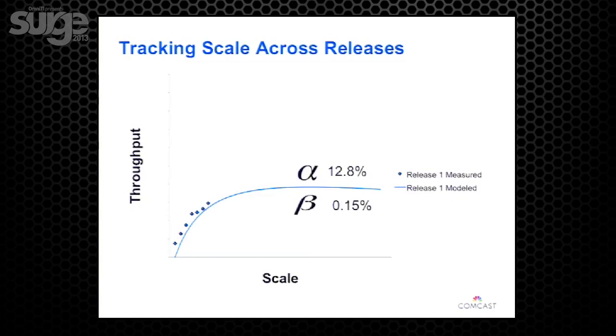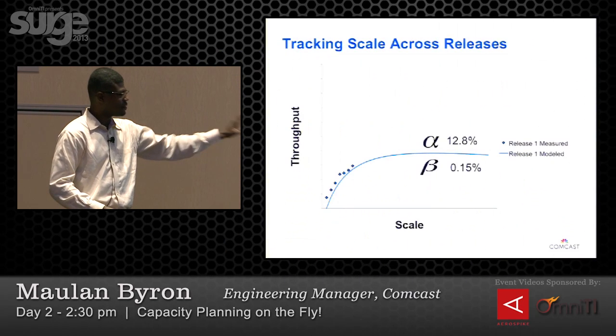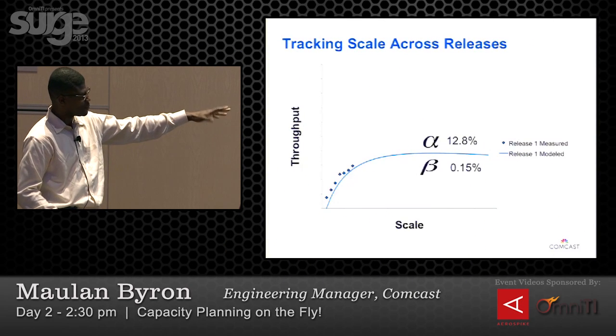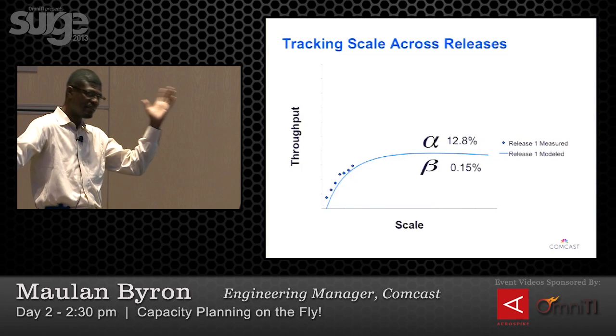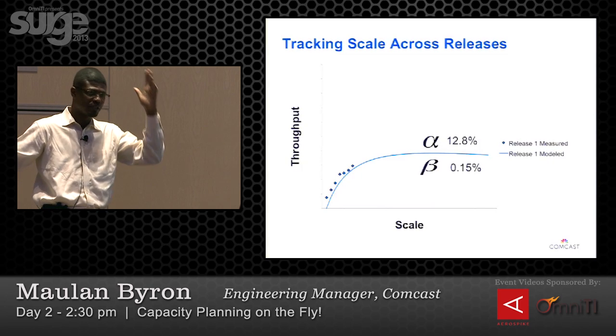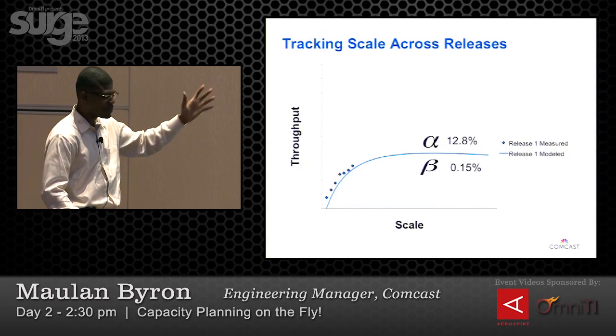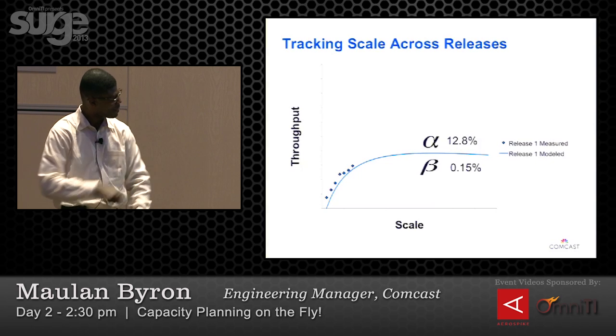So I'm also going to show you now how you use this thing to actually track the way your service does release to release to release, right? So here, similar chart, you've seen this curve. We have throughput over scale. Once again, scale is what? Servers, virtual nodes, CPUs, whatever. Throughput, work done over time.